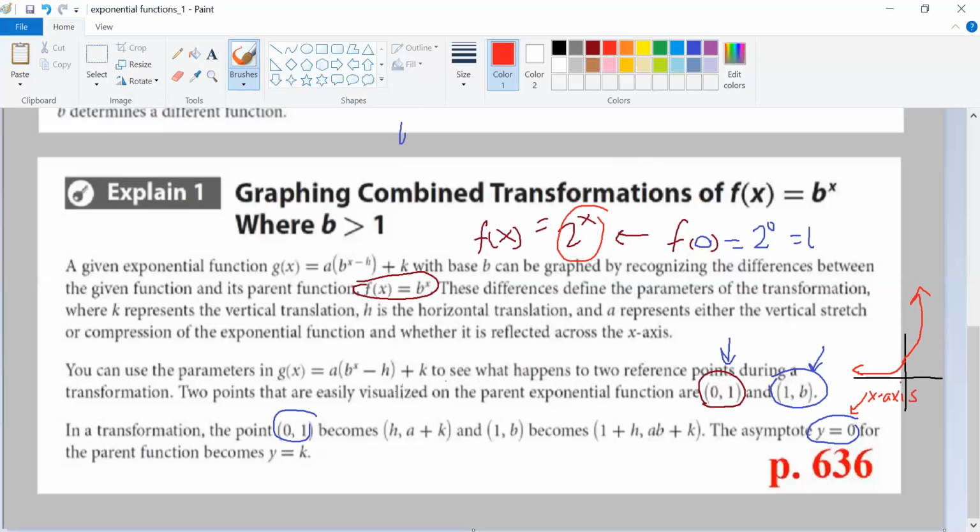The asymptote for the transformed function then becomes y equals k, and that's the shift value. Because if you're shifting up and down from the x-axis, that value is going to make sure the graph is on that line.